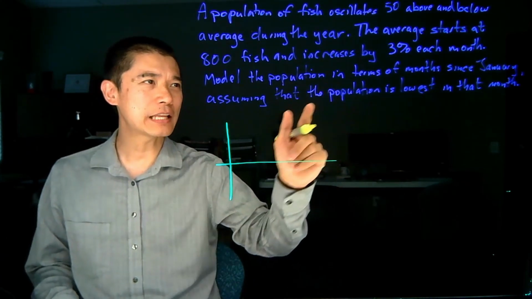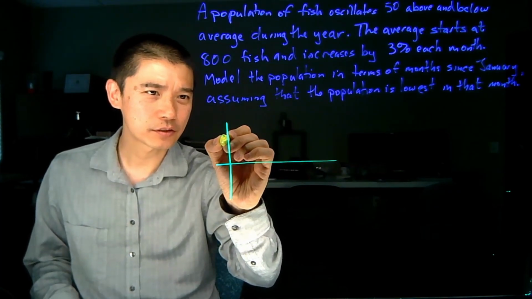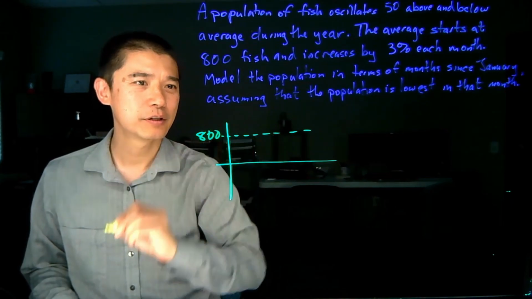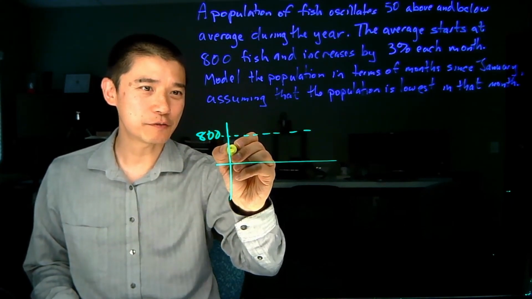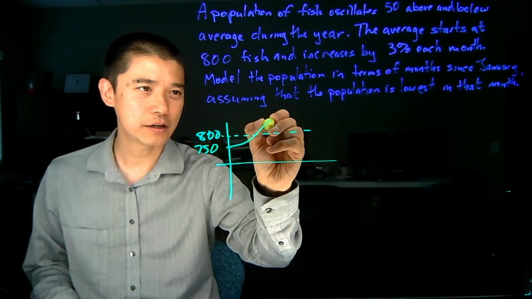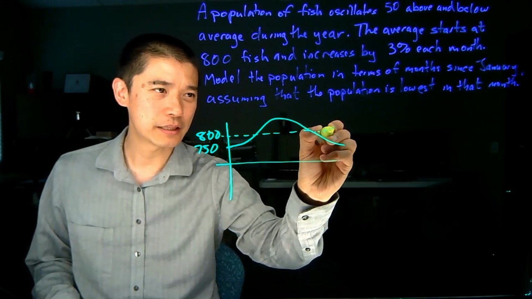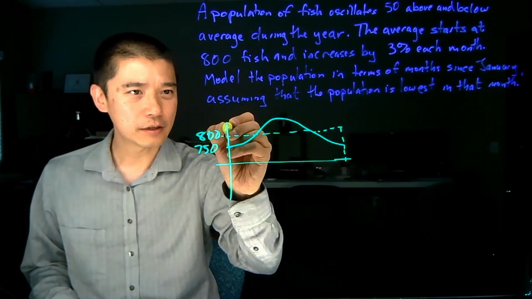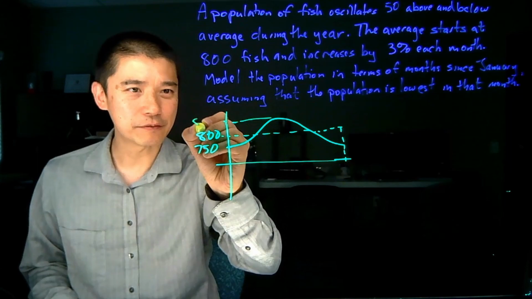So we're starting at the low. So we have some midline here. In this case, it's starting at 800. It starts at its low, which is 50 below, which was 750. And it's going to go above and below. And this cycle repeats after 1 year. The peak is going to be 50 above, which is 850.